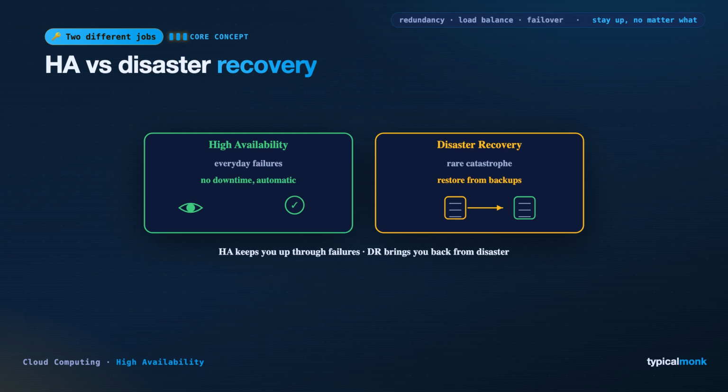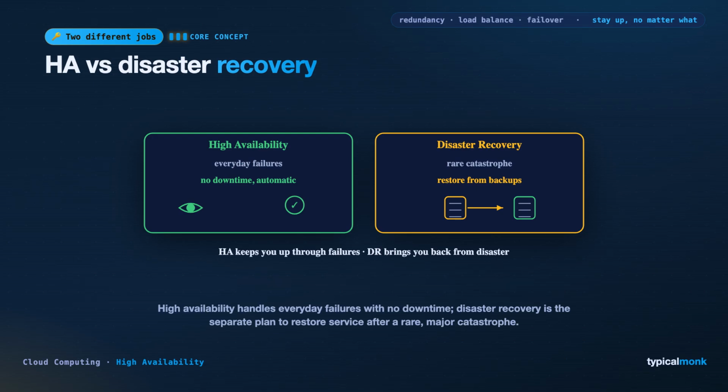The key way to hold the distinction: high availability keeps you running through normal failures with no downtime. Disaster recovery brings you back after an abnormal catastrophe. HA is a live automatic property of your running system. DR is a plan and a set of backups you hope never to need but must have. A serious system needs both. HA for the daily reality of component failures, and DR for the rare day something truly catastrophic happens. They complement each other, covering the full spectrum from a single crashed server to a lost data center. Designed for both, matched to what your system can tolerate.